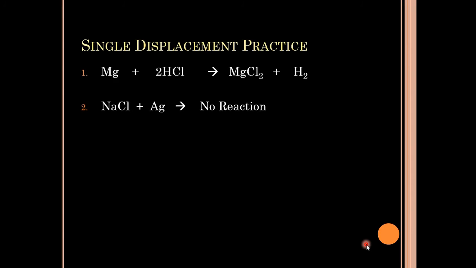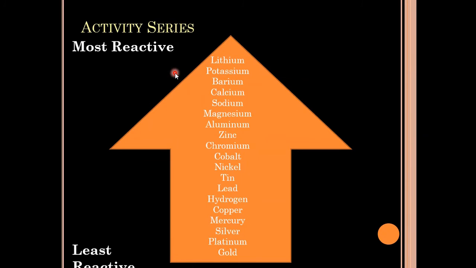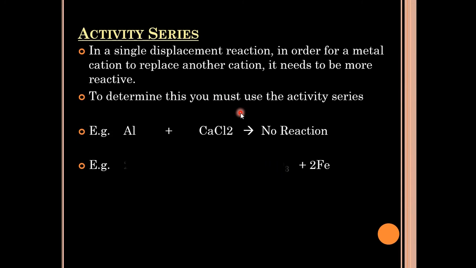Okay, so let's practice. Magnesium plus hydrochloric acid. You have to refer to your activity series list as you do these exercises. So let's look at our activity series list. Is magnesium above hydrogen? And it is. See? So the reaction will proceed.